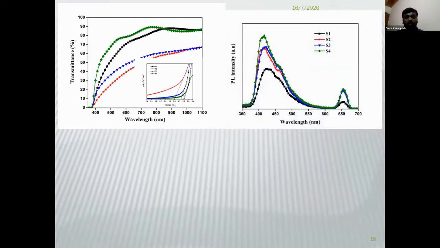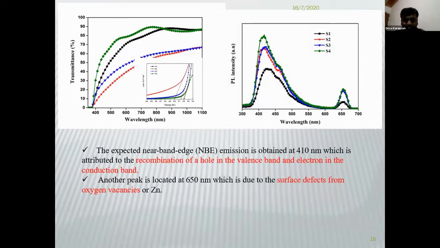And these are the photoluminescence spectra. So first, a high intensity PL peak is expected. This is the near band edge emission, very near to the band gap. It comes from the recombination of electron and hole pairs from the valence band to the conduction band. And the next one is the low intensity peak, which is from impurity, like oxidation effect or zinc interstitial position. This NBE emission is very close to our obtained band gap of the material.